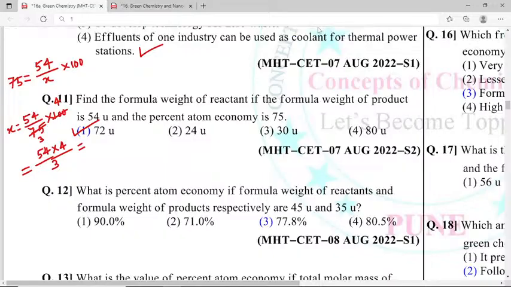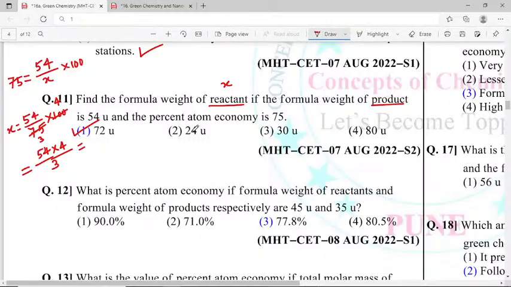Okay, the formula weight of reactant we have to calculate. So I am taking the formula weight of reactant as X. Formula weight of product is given and percent atom economy is also given. So what is the formula? Percent atom economy is equal to formula weight of the product divided by formula weight of reactant, multiplied by 100. So we'll put the values here: 54 by X into 100, and we'll get the answer 72.